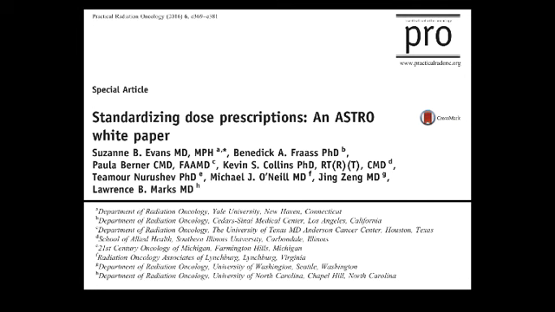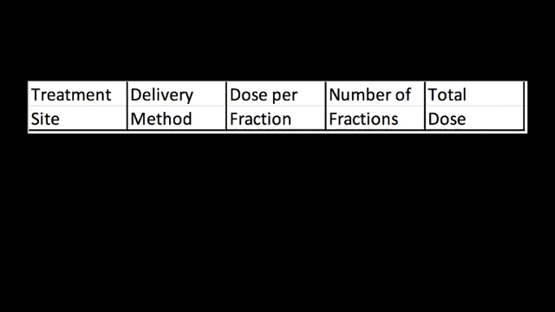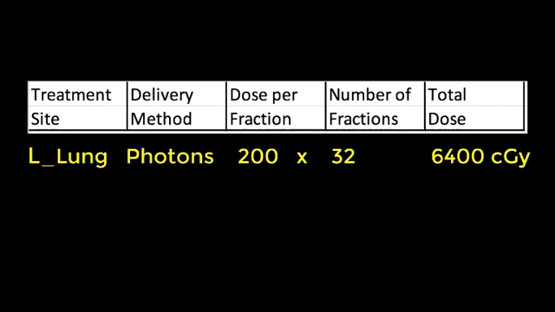And the simplest form of this is that you want to specify the treatment site, the delivery method, the dose per fraction, the number of fractions, and the total dose. And then all those together should give you the prescription. So for an example, I might prescribe to the left lung, delivered through photon treatment, 200 centigray times 32 fractions for a total of 6,400 centigray. And they're advocating here that you specify the units in centigray because it avoids the issues of decimal points.